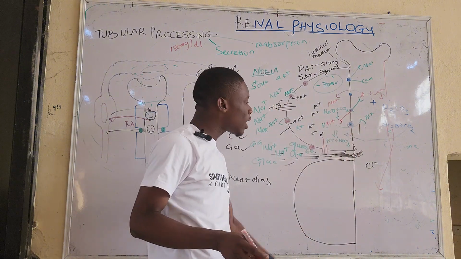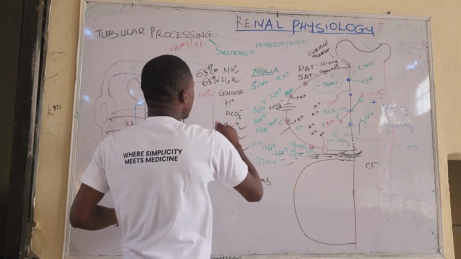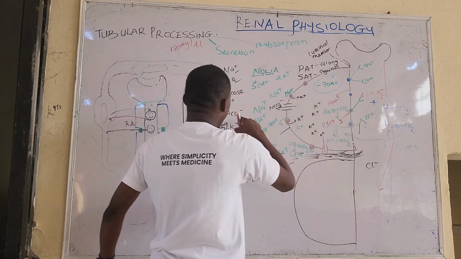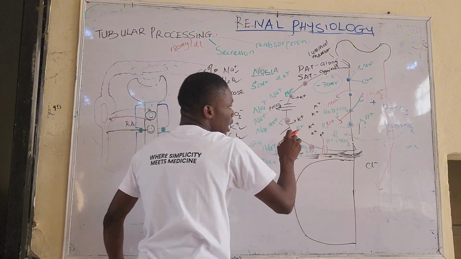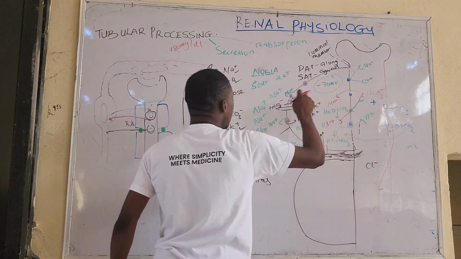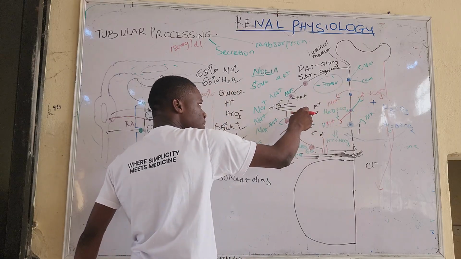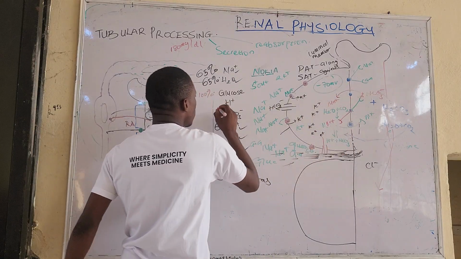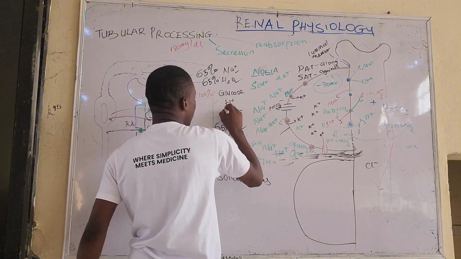Is it clear? So that's basically how we have explained. Now one more thing I want to add is that hydrogen is secreted and HCO3 is reabsorbed. Hydrogen ion is secreted, but HCO3 ion is reabsorbed. In the PCT, hydrogen ion is secreted, so the HCO3 is reabsorbed. So I've explained how this and this are done.